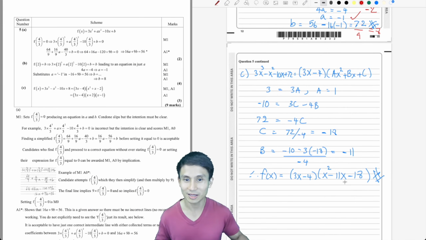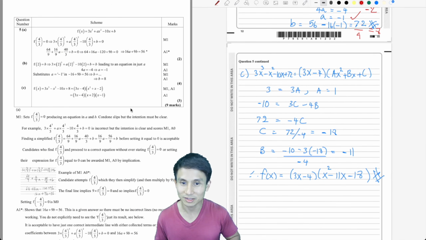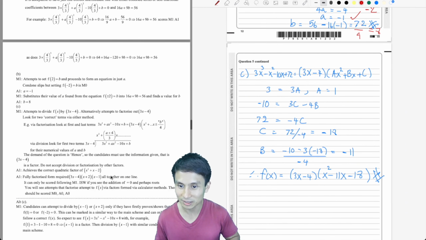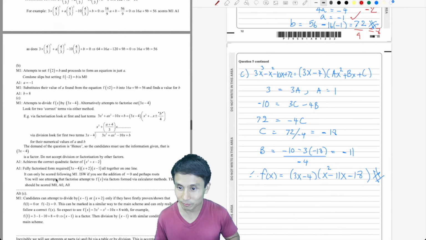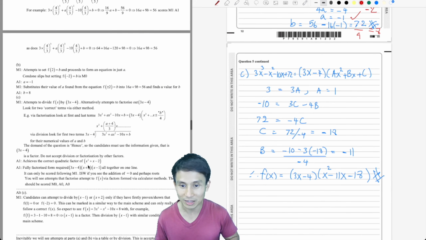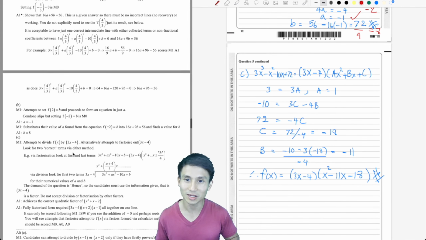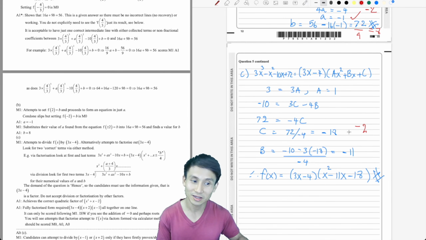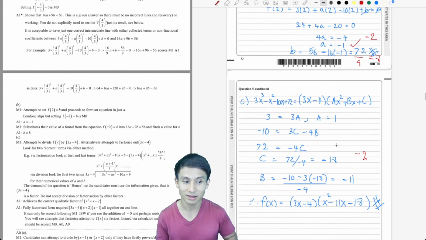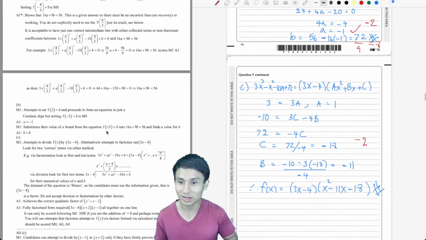Okay, and yeah, I think I got the method there because I tried to factorize this, but I'm not sure about the second accuracy mark, if I do get it. So let's see. Achieve the correct quadratic factor. I didn't achieve that, fully factorized, so I lose another 2 marks here. That's already quite hurting to me. Yeah, I lost 4 marks already this paper.